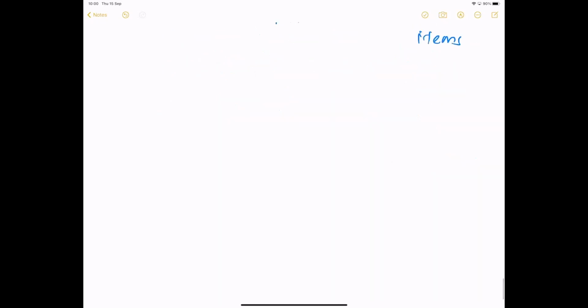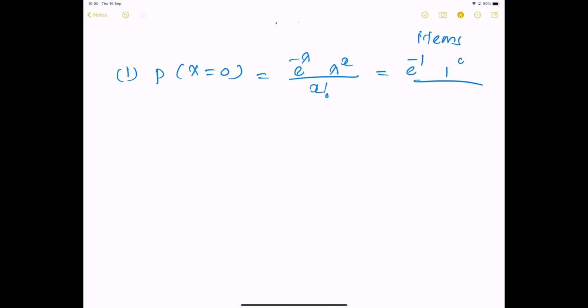No defective items is returned. Therefore, x exactly equal to 0, right? E to the power minus lambda, lambda to the x over x factorial, right? E to the power minus 1, 1 to the 0, over 0 factorial. The answer should be approximately equal to 0.3679, right?